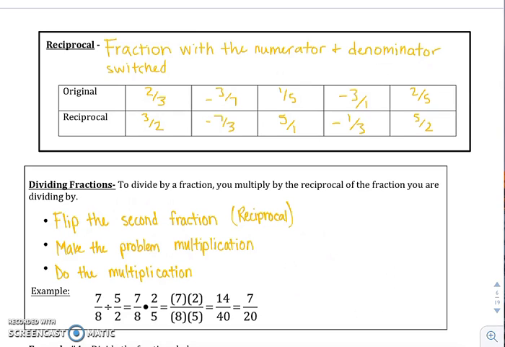It gives you an example down here. 7/8 divided by 5/2. So 7/8 stays. We have a multiplication problem now, and the second fraction becomes its reciprocal, 2/5. Then we do multiplication: 7 times 2 over 8 times 5. So when you're dividing, as soon as you see that division sign, make sure you think, I've got to make this multiply by the reciprocal.